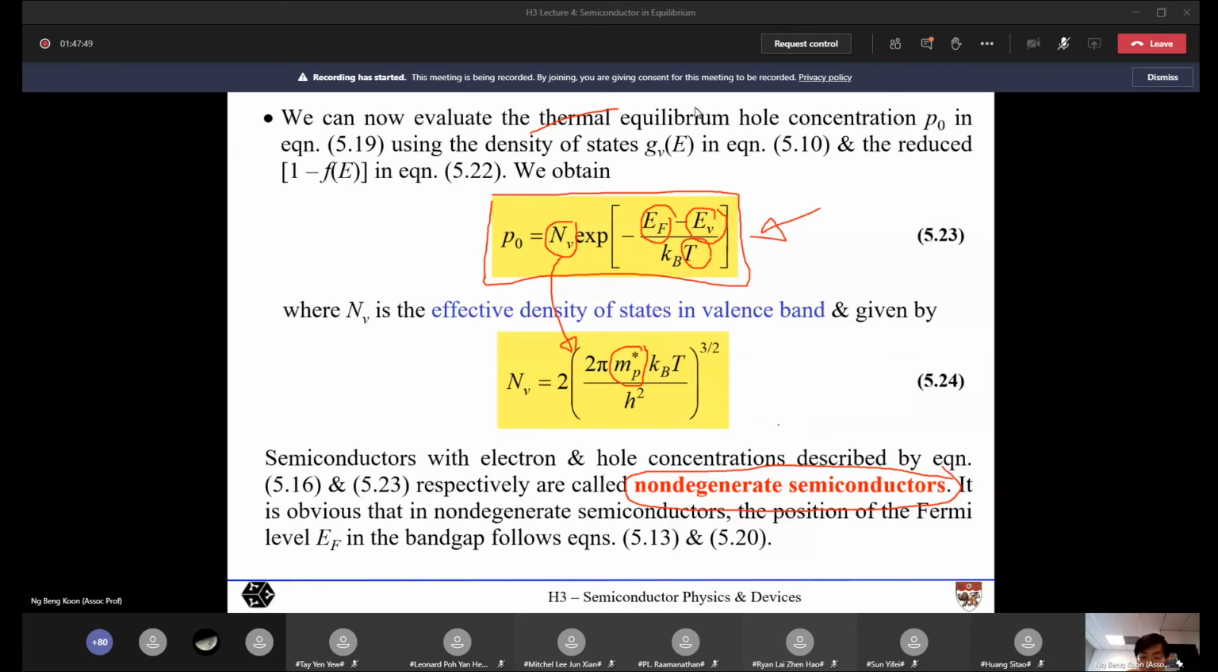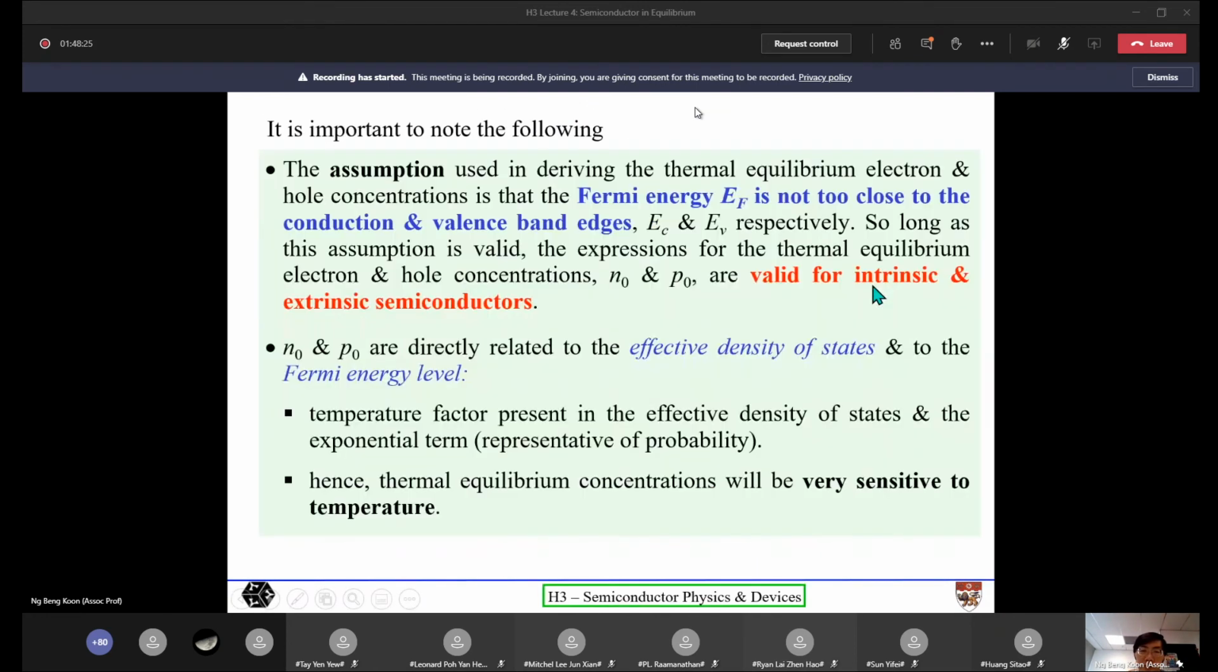If the condition is not satisfied, strictly speaking, you cannot use these two equations, because they are derived based on the assumption that the condition is valid. Strictly speaking, you should derive from scratch again to satisfy the underlying condition. But of course, in certain cases, we may apply it to even slightly non-degenerate semiconductors to give you a sense of what sort of concentration you're dealing with.